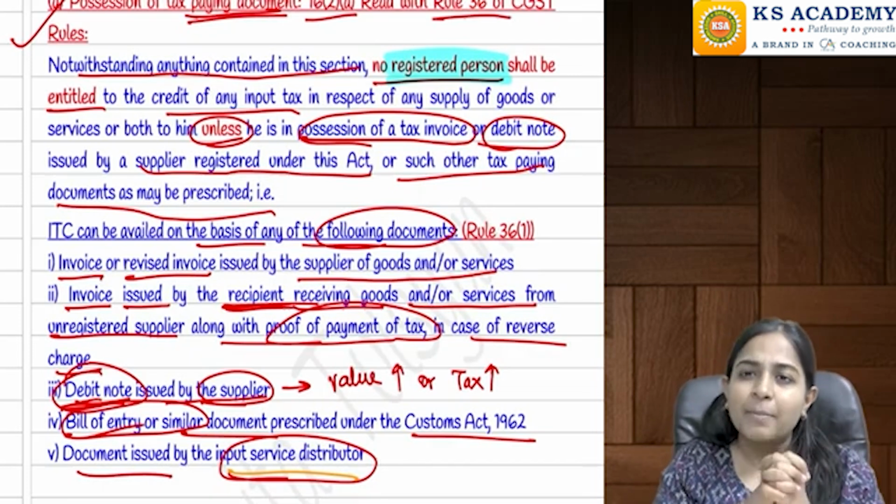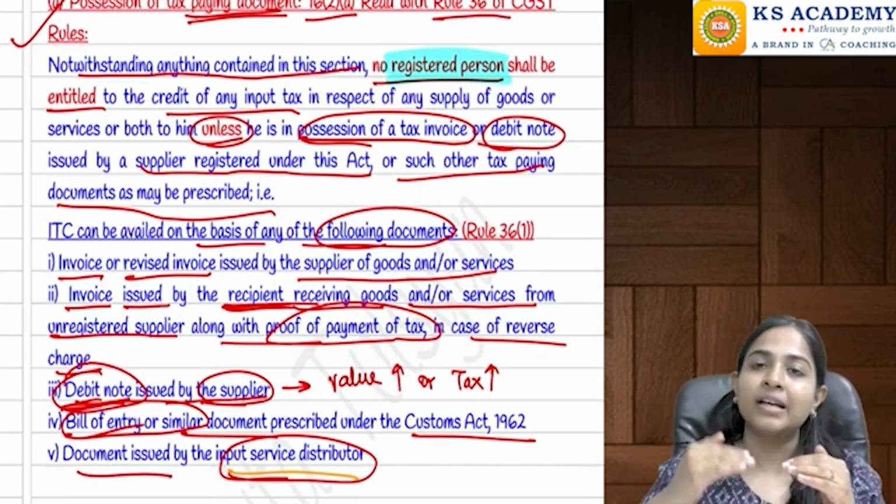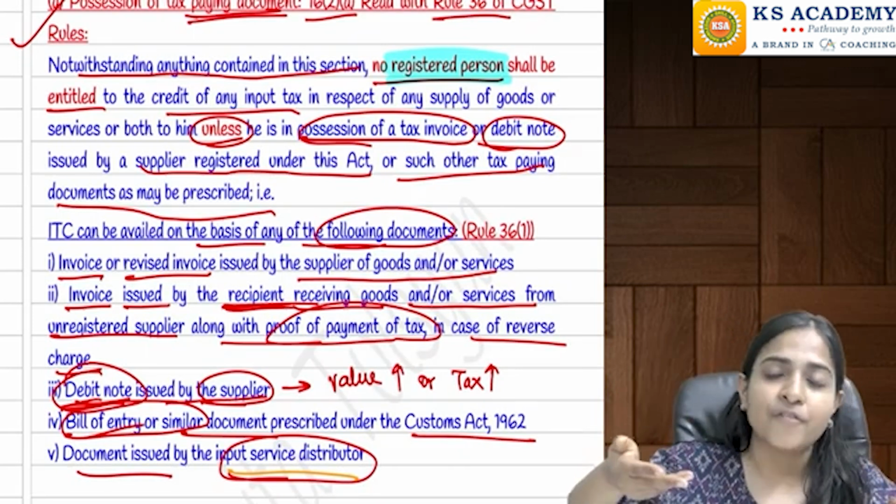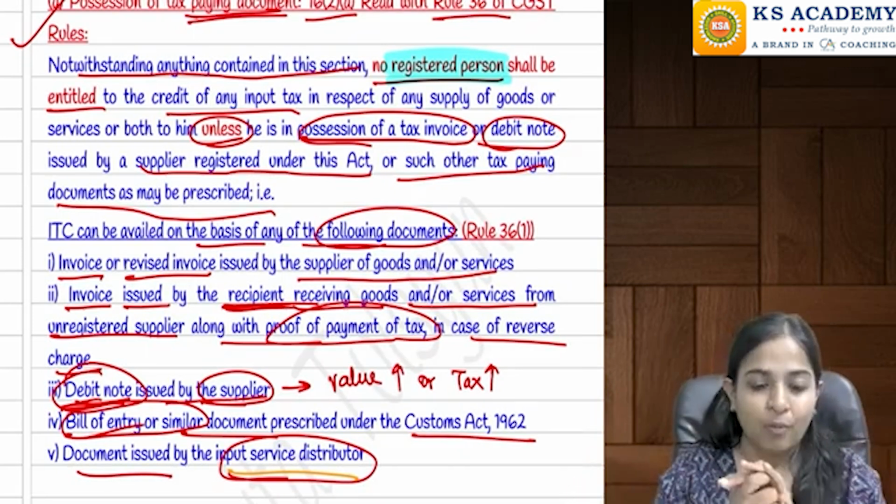Ma'am, why is the debit note used here? The debit note is used here if we want to increase the value of that supply, or if we want to increase the tax of that particular supply, then the debit note is required to be issued.